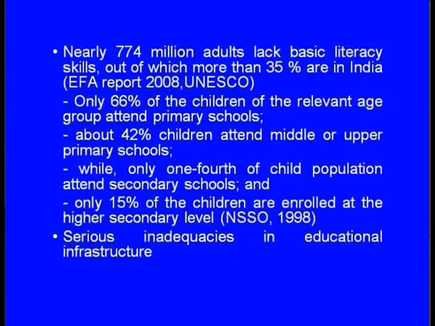Further, only 66% of the school-age children of the relevant age groups attend primary school, about 42% children attend upper or middle primary school, while only 1/4 of the child population attends secondary schools, and only 15% of the children are enrolled at higher secondary level. This is from a study carried out by NSSO in 1998. Well, the reason behind this could be attributed to the serious inadequacies in educational infrastructure.